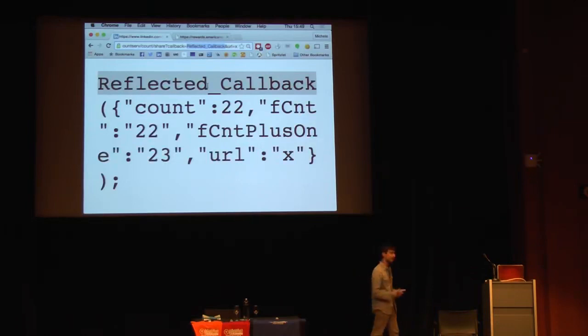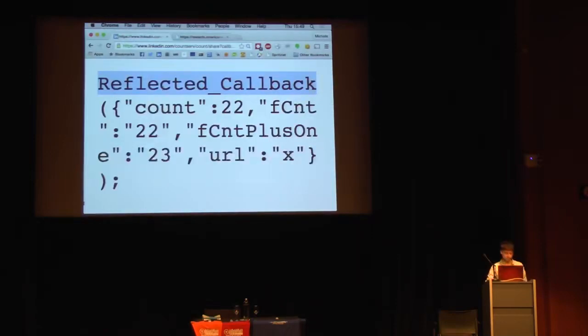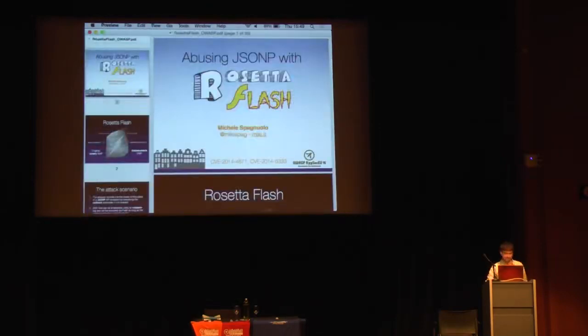The only important thing about JSONP that is crucial to understand Rosetta is that the attacker controls the first bytes of the response. So you specify in a URL parameter the callback, and that callback is the first bytes of the response. Okay? So I try again. Yes, it works. Great.